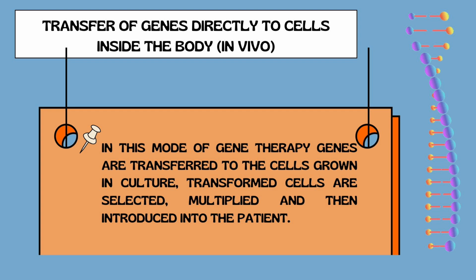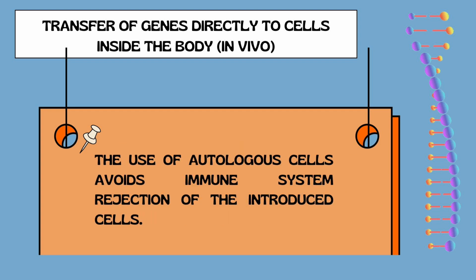Finally, the modified cells are introduced back into the patient, where they can produce the therapeutic proteins or perform the desired function. This approach is particularly useful for treating diseases that affect certain cell types, such as blood disorders or genetic diseases. The use of autologous cells avoids immune system rejection of the introduced cells.